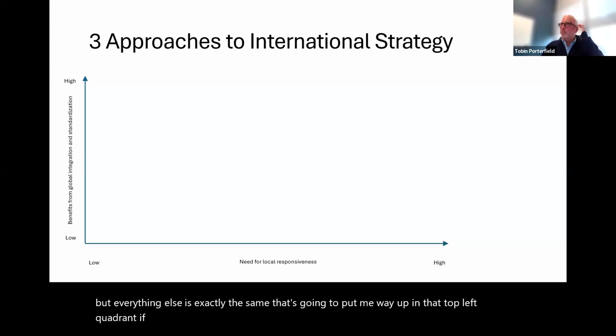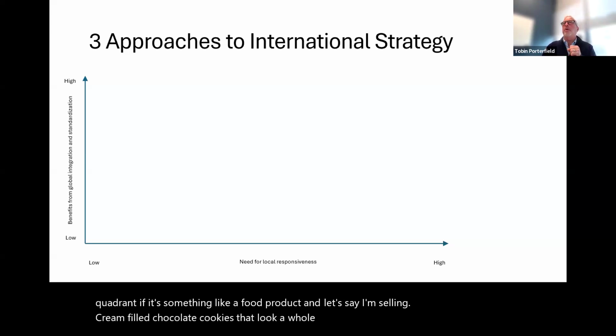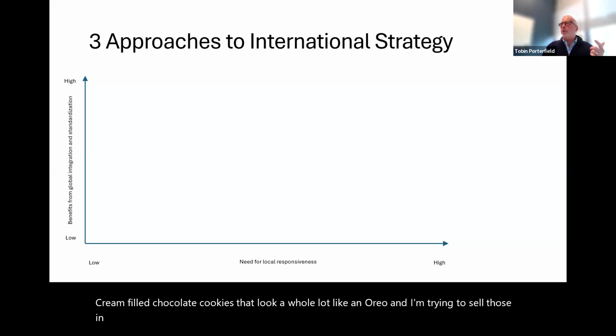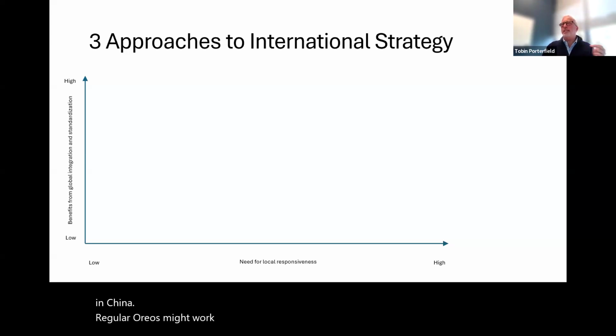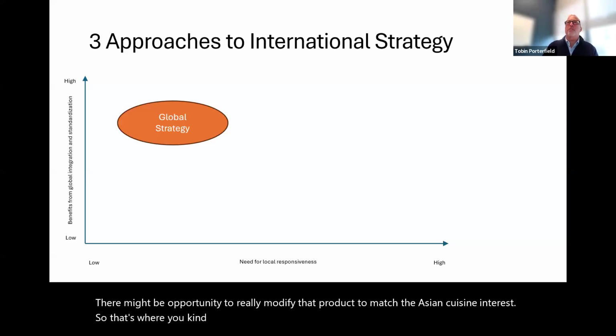If it's something like a food product, and let's say I'm selling cream-filled chocolate cookies that look a whole lot like an Oreo, and I'm trying to sell those in China, regular Oreos might work, but Chinese tastes are a little different. There might be an opportunity to really modify that product to match Asian cuisine interests. So that's where you vary, spread across this. So there are 3 of them.